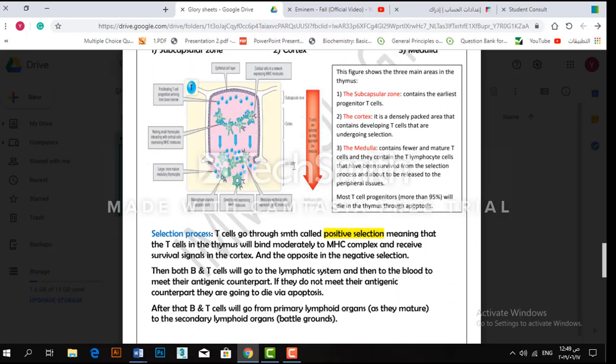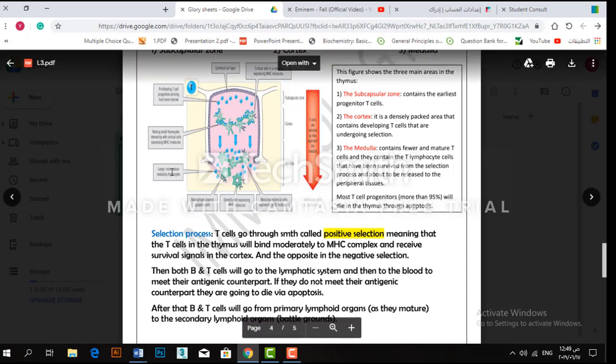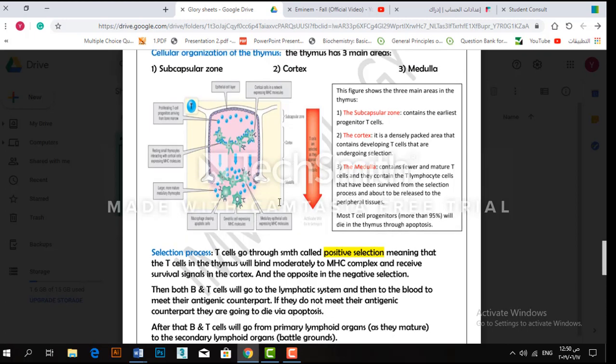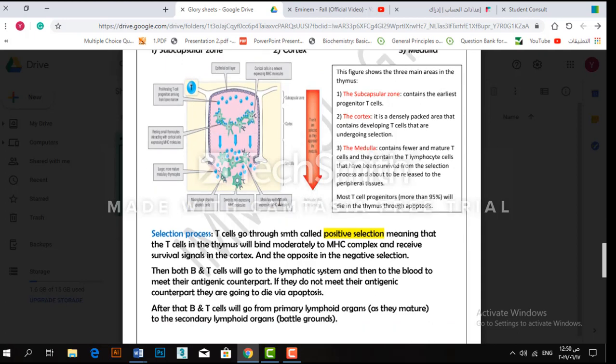But what will happen in the medulla? The medulla contains fewer and mature medullary thymocytes. Okay? So they contain the T lymphocyte cells that have survived from the selection process and are about to be released to the peripheral tissues in order to take their part in the immune system.